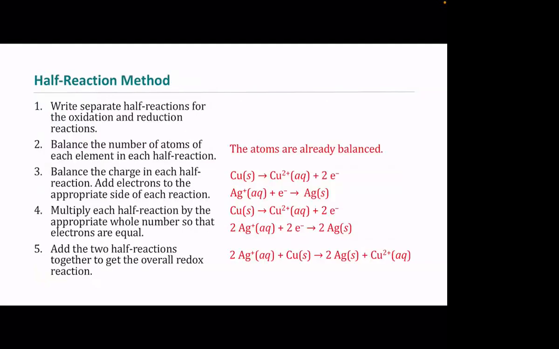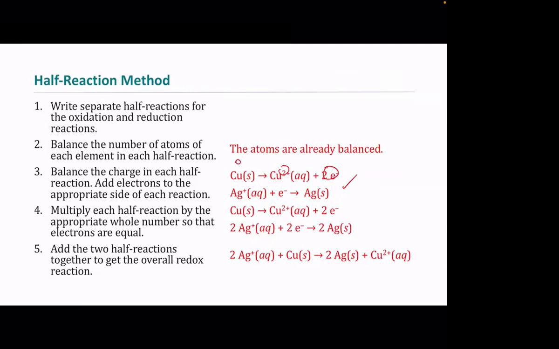So here you go. Write the separate half reactions. Okay, copper goes to copper 2 plus 2 electrons. Silver plus an electron goes to silver. The atoms are already balanced. And the charges are now balanced with these electrons written. That's what this step is here. Is that the -2 and the +2 equals 0, which is equal to the left side of the equation also, 0 over here. That's all that is.